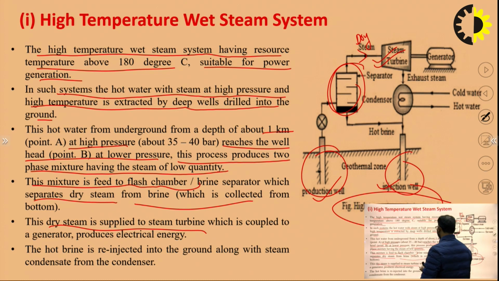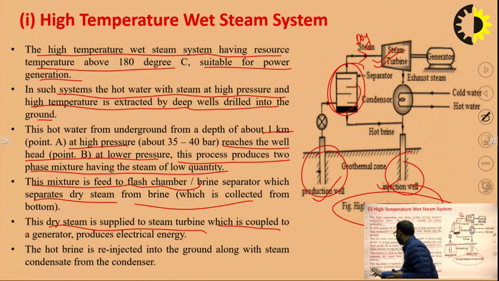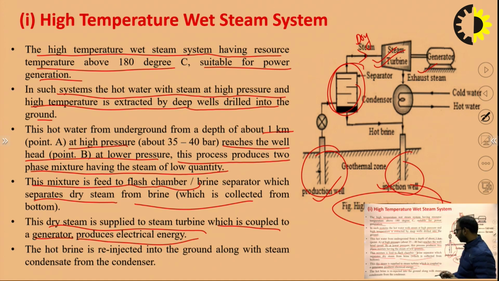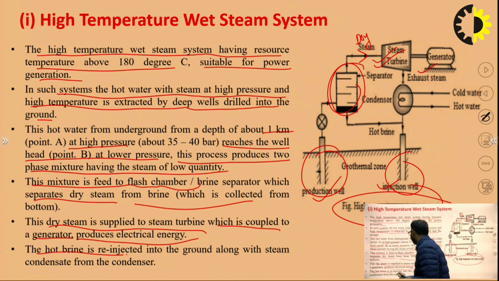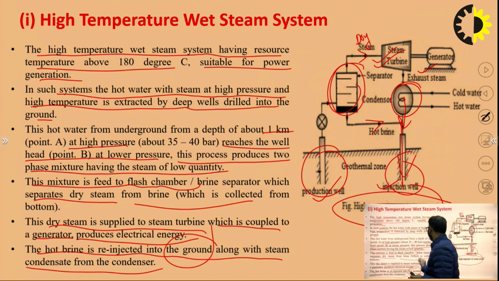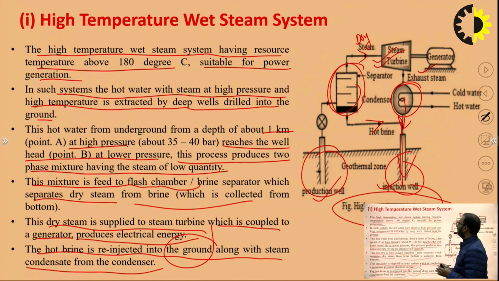This dry steam is supplied to the steam turbine, and this steam turbine is coupled to a generator. This is the generator, and this generator produces electrical energy. Then the hot brine is re-injected into the ground along with the steam condensate from the condenser. So this hot brine and this cold water are re-injected into the hot ground. Okay, so this is the working of the high temperature wet steam system.